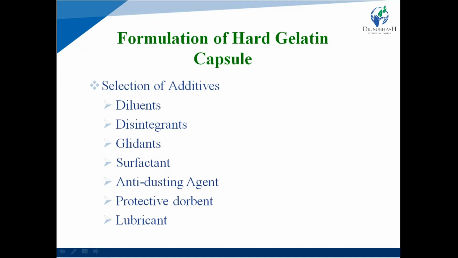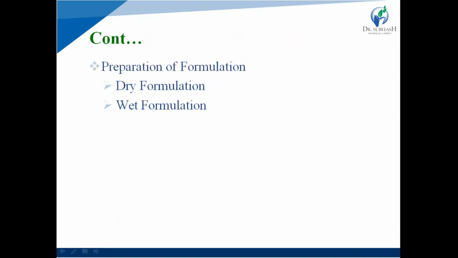Next one is lubricant, or function of lubricant. They facilitate the ejection of the plug from dosator and dosing disc type machines. They prevent the adhesion of powder over piston and metal surface. They reduce the friction, the main role of lubricant, between the sliding surface and the powder plug. Examples of lubricants are polyethylene glycol, sodium stearyl fumarate, hydrogenated vegetable oil, etc.